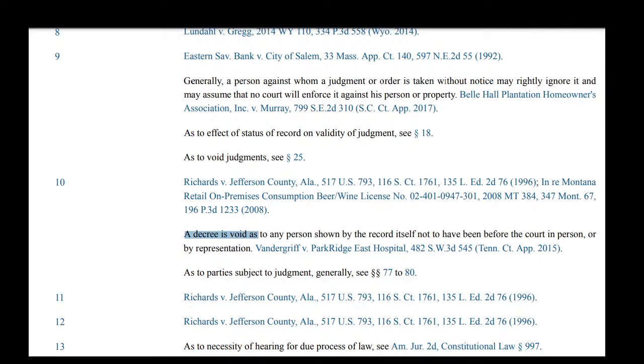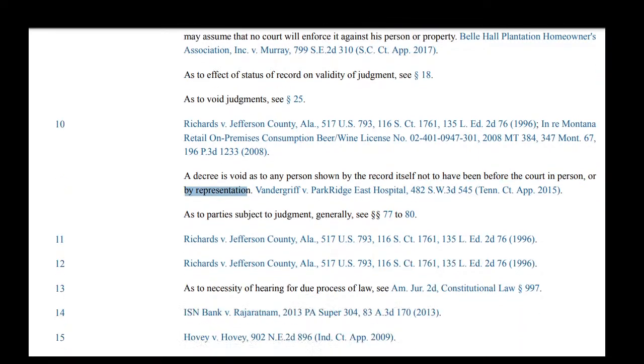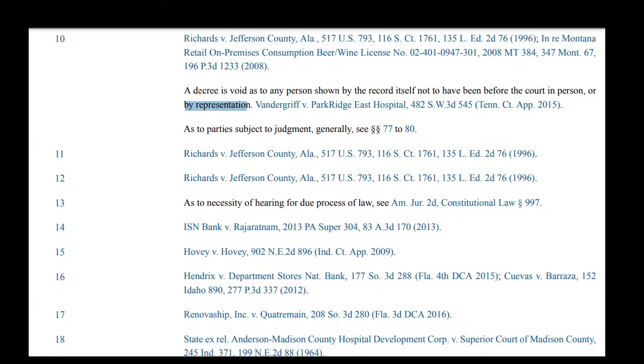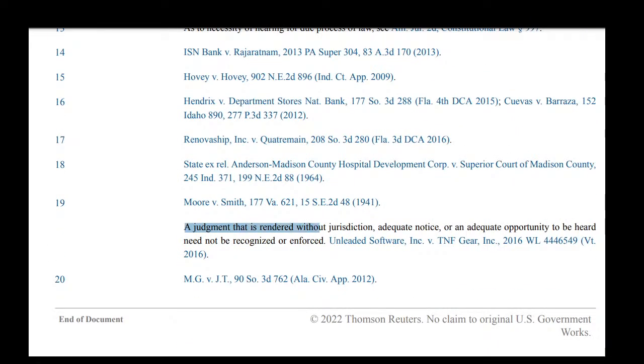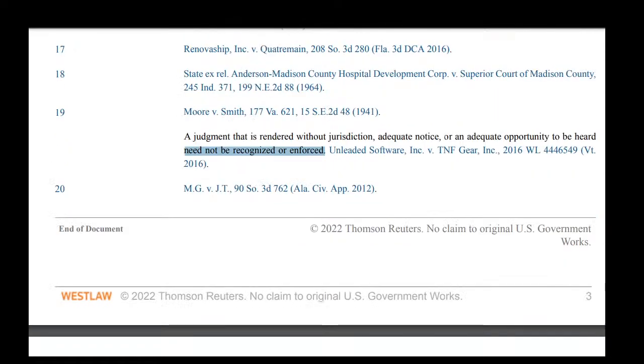See, a decree is void as to any person shown by the record itself not to have been before the court in person or by representation. So the decree is void, shown by the record itself not to have been before the court in person or by representation. So really good stuff here. A judgment that is rendered without jurisdiction, adequate notice, or an adequate opportunity to be heard need not be recognized or enforced. That's Unleaded Software versus TNF Gear 2016. Vermont, not too long ago.